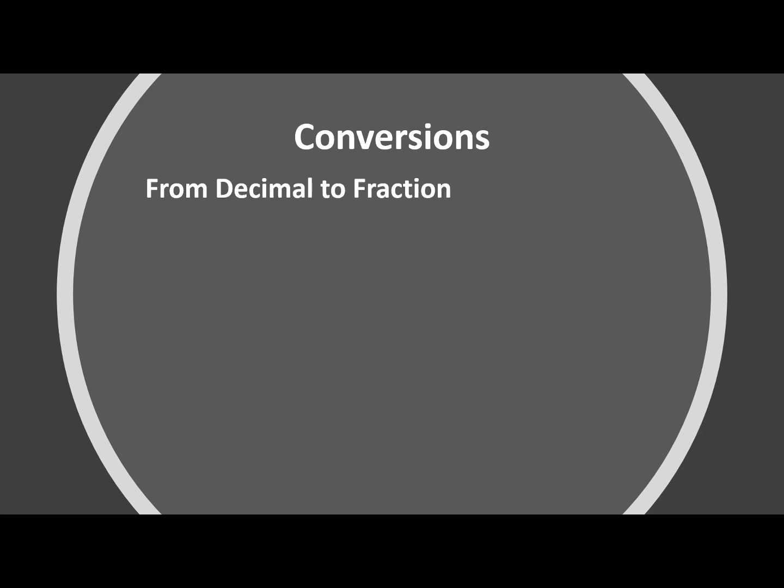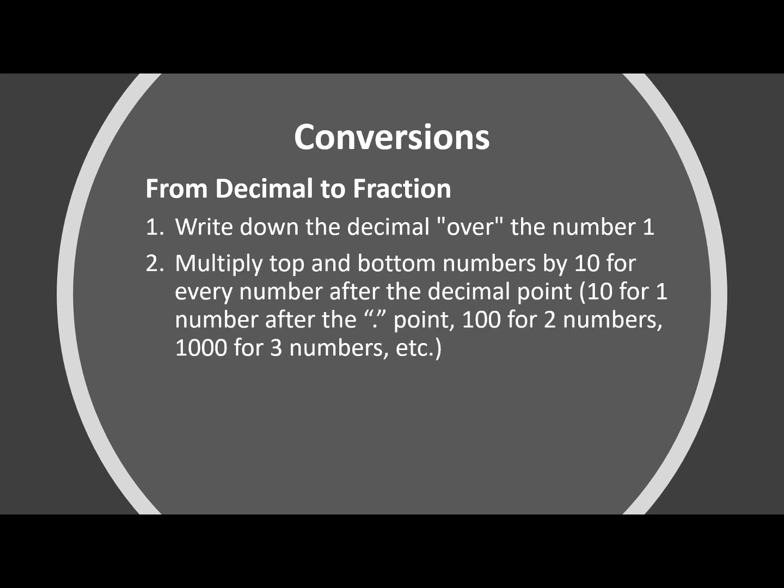To convert from a decimal to a fraction, the first step is we write the decimal over the number 1. We multiply both the top and the bottom numbers by 10 for every number after the decimal point. So if there is one number after the decimal point, we multiply the top and the bottom by 10. If it is 2 numbers after the decimal point, we multiply the top and the bottom by 100. If it is 3 digits after the decimal point, we multiply the top and the bottom by 1,000, and so on and so on.